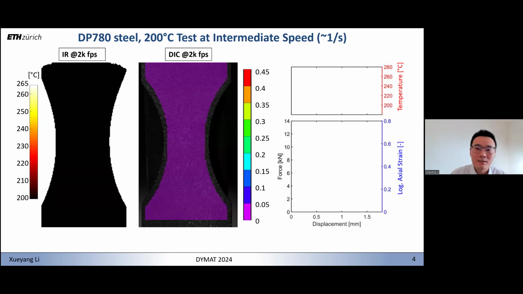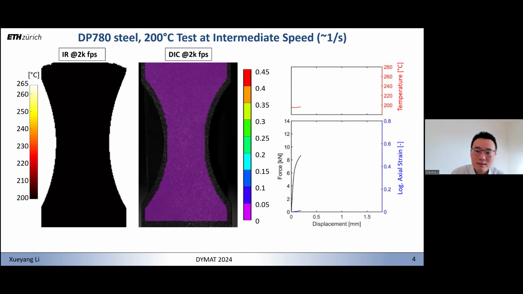And of course, we tested not only at low strain rates, but also at high strain rates. Here's an overview of an NT20 test at intermediate loading speeds. On the left-hand side, I show the measurements from the infrared camera. In the middle is the measurement from the high-speed optical camera at 2000 fps. On the right-hand side, I show the history of temperature and history of force. This is a test starting at 200 degrees C at intermediate loading speed. Now let's perform the test.